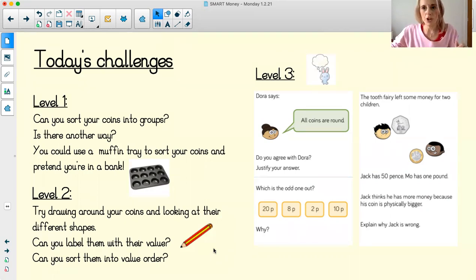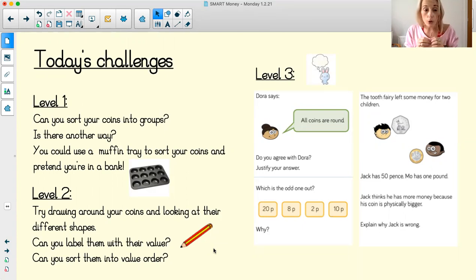If you want, you could find a fun way of doing this. Look, you could use a muffin tray. If you've got a muffin tray, it's got all these holes in, and you could use a different hole for a different coin. Pretend you're in a bank or something. I might have given you a clue as to one way that you could have sorted your coins. Or you never know, you might have a pretend cash till, and then you could really pretend that you're in a bank. Sort your coins into your cash till. Take some photos to show us, to upload onto Class Dojo, on how many different ways you could sort coins.